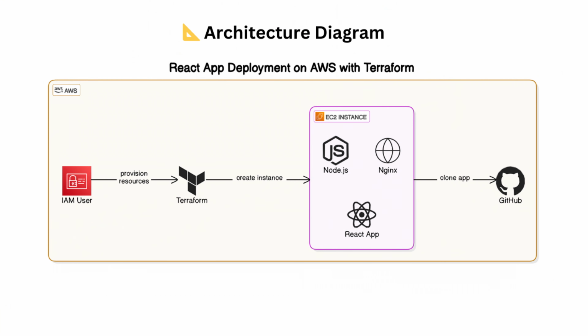Alright, let's begin with a quick overview of what we are building. First, we are going to create an IAM user, then configure the AWS profile and set up the AWS CLI. Then we're going to use Terraform to provision resources. With Terraform, we're going to provision an EC2 instance. Now in the server, we're going to install Node.js, Nginx, and React to properly deploy our application, and then clone the source code from GitHub.